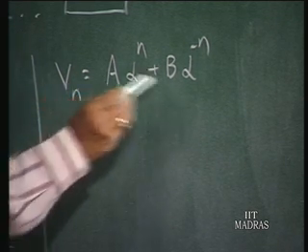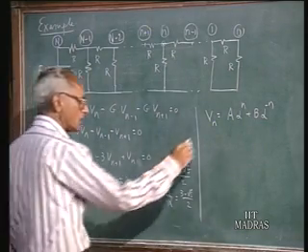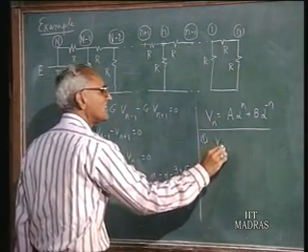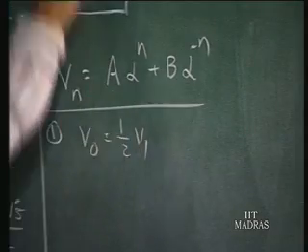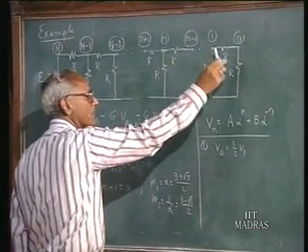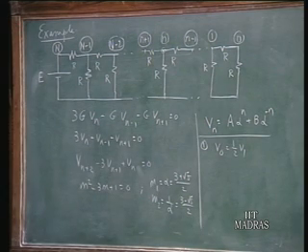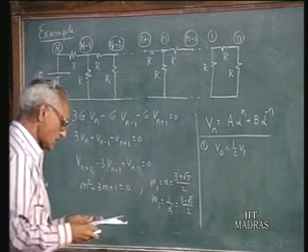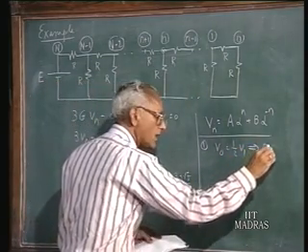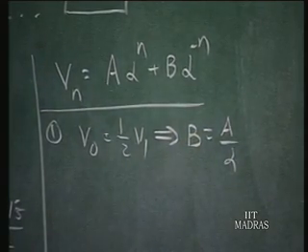Now we have to evaluate A and B knowing the conditions in the network, the boundary conditions, the auxiliary conditions. We note first V0 is 1/2 of V1. If this voltage V1 is there, that is final at the end. V0 is 1/2 of V1, because potential divider action across two resistors will tell you that V0 equals 1/2 of V1. So using that, we can show that B equals A upon alpha. You can substitute this in this equation and can show that B equals A upon alpha.